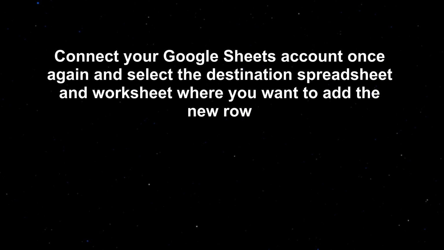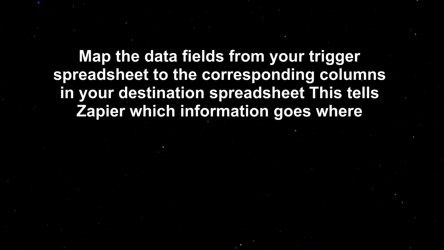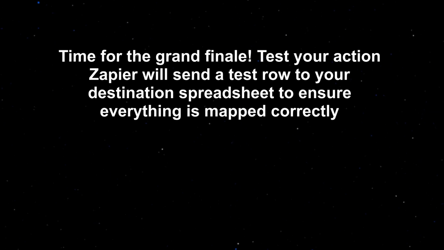Connect your Google Sheets account once again and select the destination spreadsheet and worksheet where you want to add the new row. Map the data fields from your trigger spreadsheet to the corresponding columns in your destination spreadsheet. This tells Zapier which information goes where. Time for the grand finale. Test your action. Zapier will send a test row to your destination spreadsheet to ensure everything is mapped correctly.